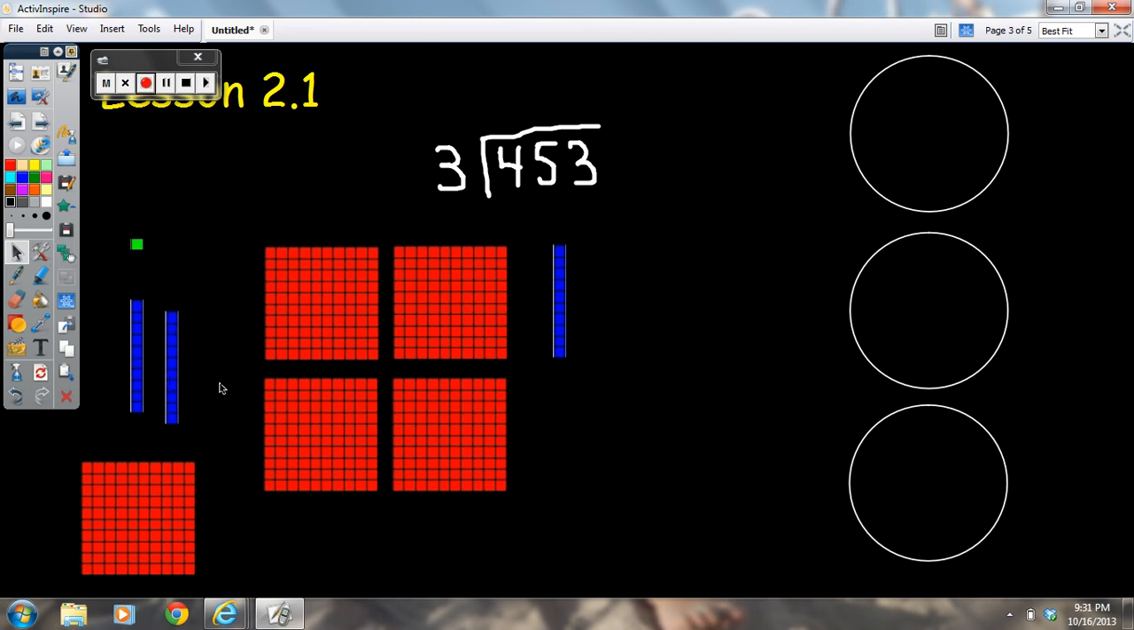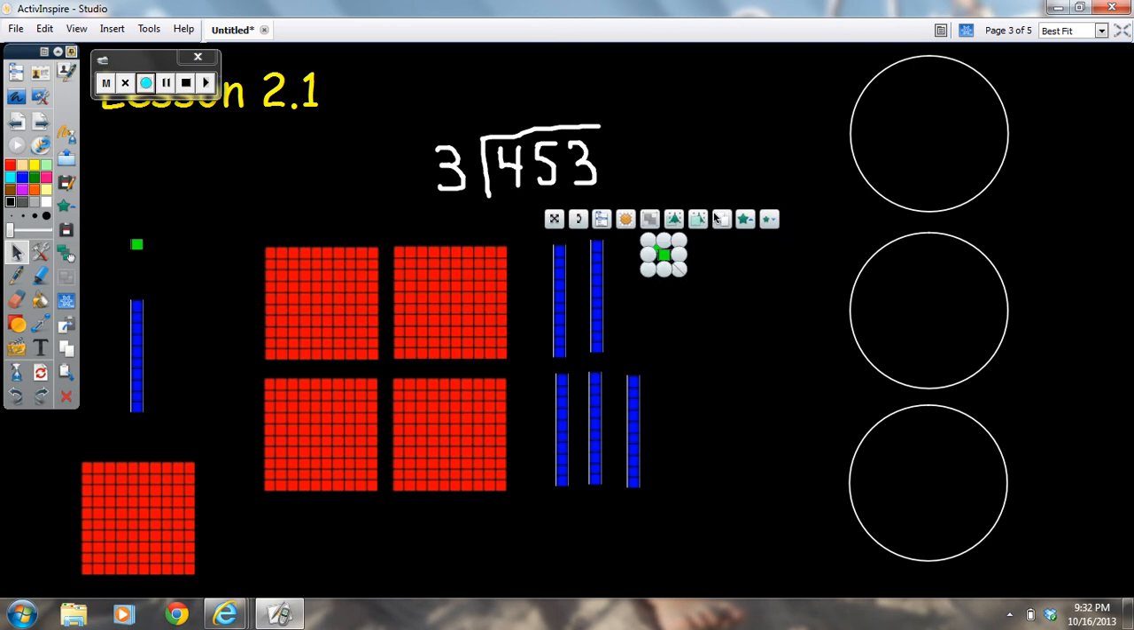tens in 453. And then I'm also going to take my 3 ones, because there's 3 ones in the ones place. So I have my 5 tens, I have my 4 hundreds, and now I have my 3 ones. Now what I need to do is take each of these and see if I can evenly distribute them into my 3 groups. And I start with my largest place.